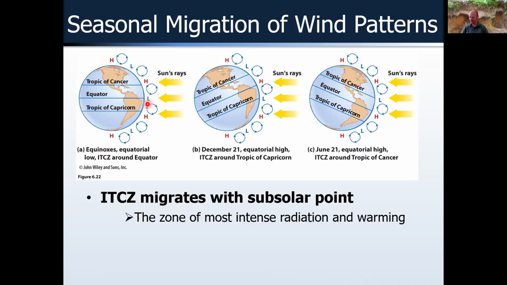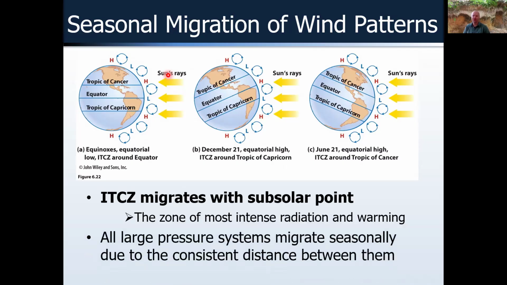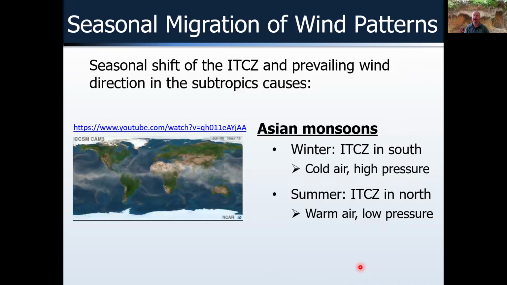And so places all across the world, especially in that 20 to 30 degrees north or south range, experience what are known as monsoonal climates. And as a result, they have these really dramatic wet and dry seasons as that ITCZ and the subsolar point migrate north and south. And so really just highlighting the seasonality nature of it. We watched some videos, and this is really what drives the monsoon.